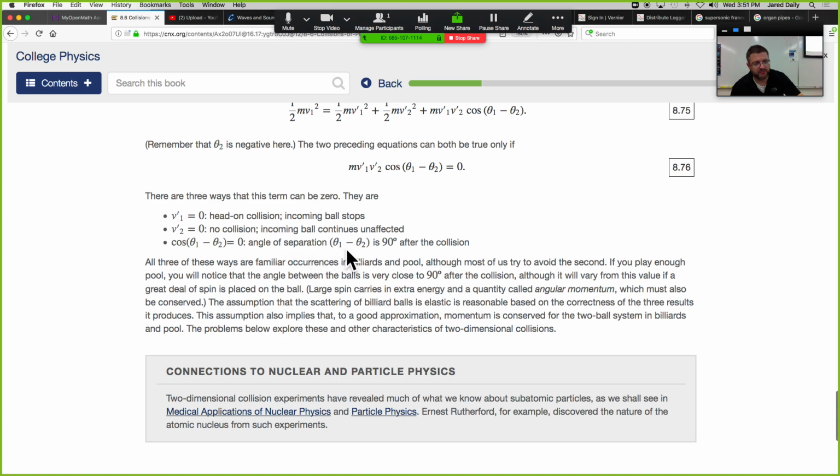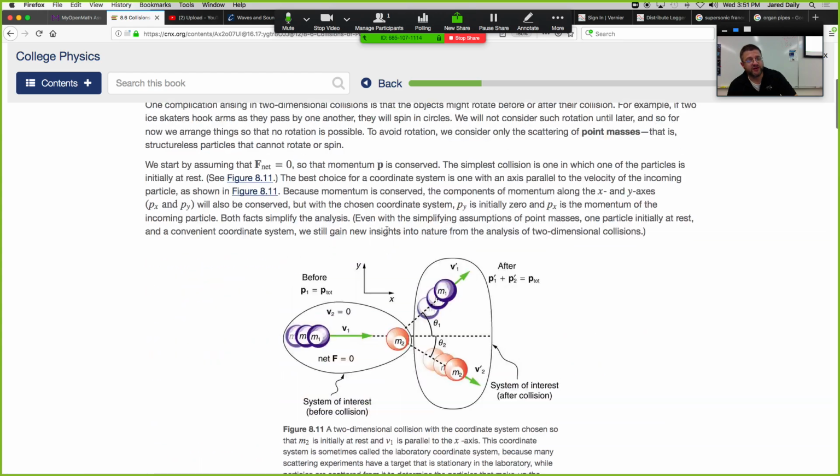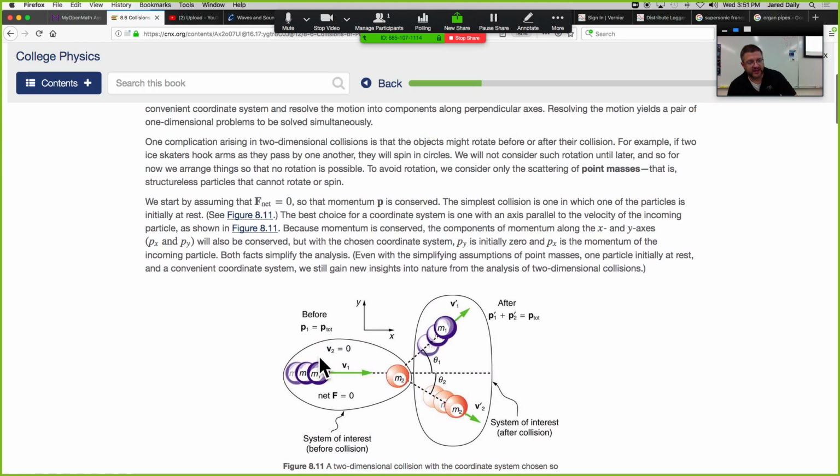That theta 1, they're calling this theta 1 minus theta 2, but anyway, it's still theta 1, it's still the total angle between the two. It will be 90 degrees. In other words, if you have a ball that comes in and hits another ball and they're the same radius and the same mass, it hits another ball and they glance off each other and go off in different directions, this angle here will always be 90.